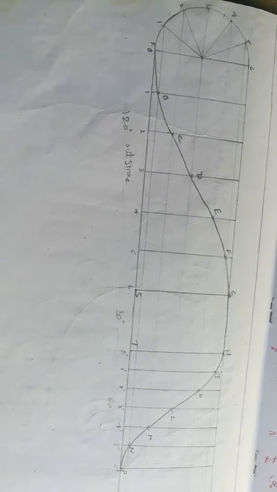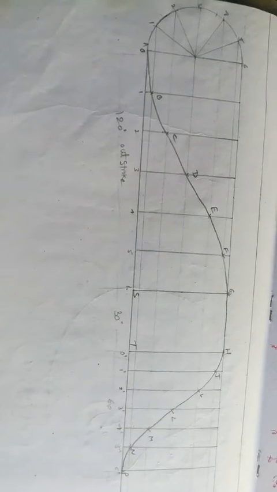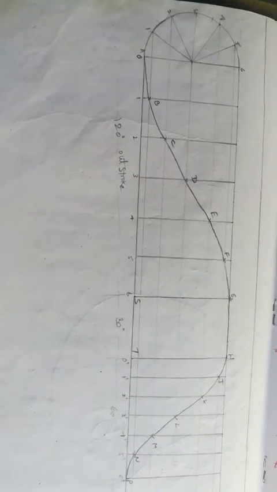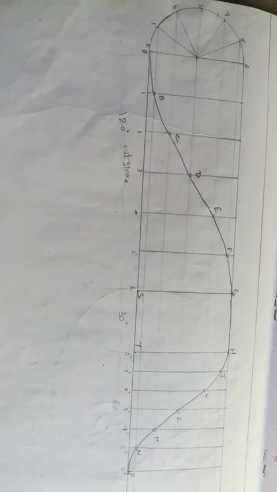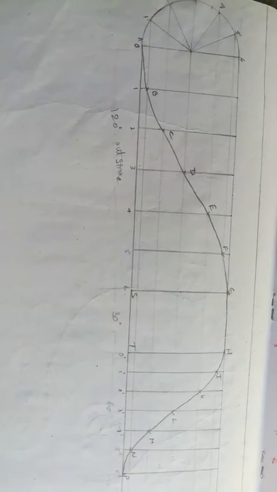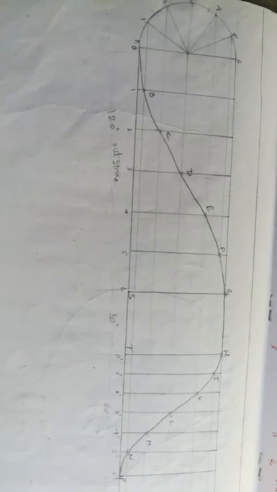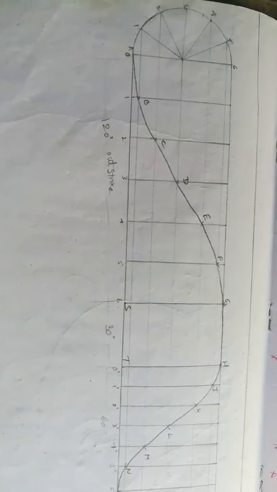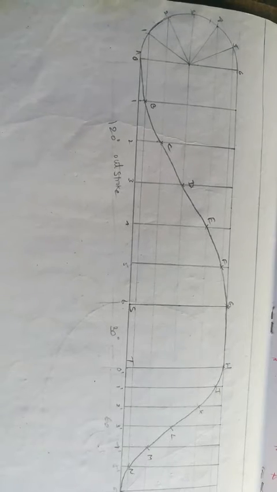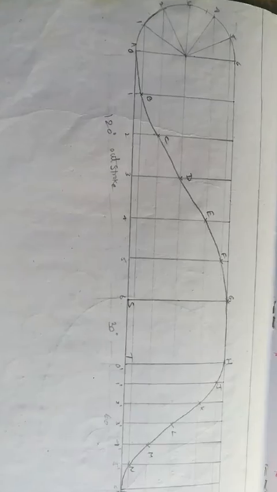For that, what can you do? You can follow some steps to draw the cam profile by using this given data. First one, draw a base circle with center O and radius equal to the minimum radius of the camshaft, that is 25 mm. Once again, repeat, draw a base circle with center O and radius equal to the minimum radius of the camshaft, that is 25 mm.